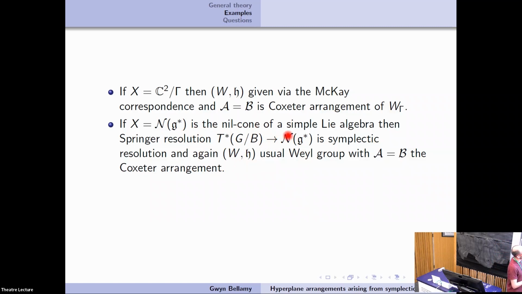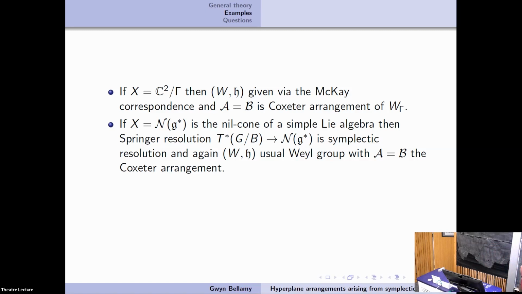Now you notice in both of these cases, the Coxeter arrangement is the same as this larger arrangement. You don't get any extra hyperplanes. And oh, I guess I didn't say that, but in that formula I wrote down, what it's really counting for you is this: if this is my Coxeter arrangement, then you add in some extra hyperplanes.